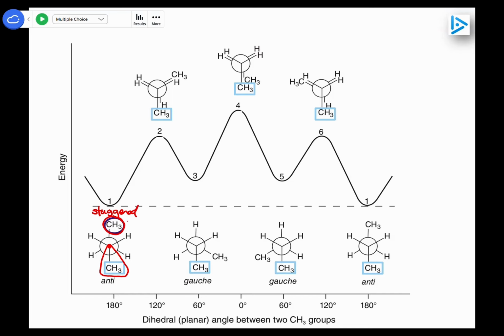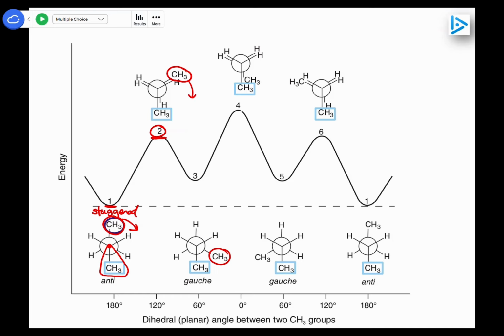I'm going to take that back carbon and rotate it 60 degrees to an eclipsed conformation. I'm now at position number 2. Look at how the energy went up to get to position number 2, because we now have an eclipsed situation happening. Well, we then rotate that back carbon another 60 degrees. So you go ahead and do that.